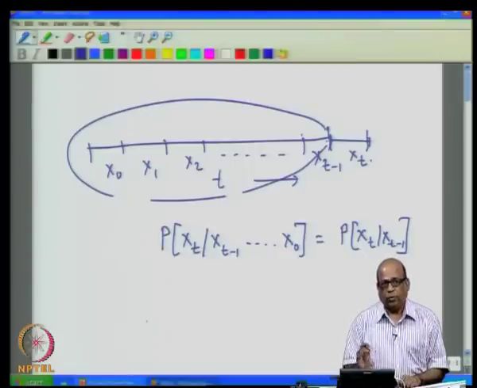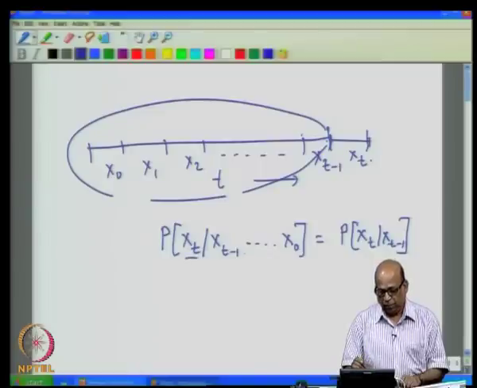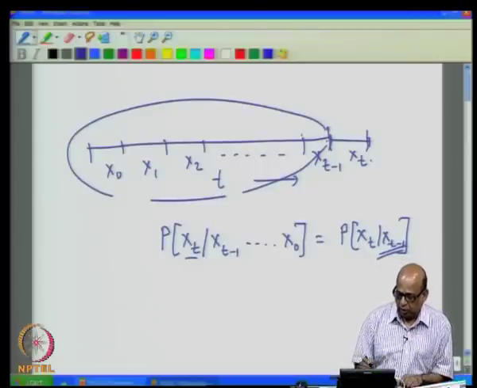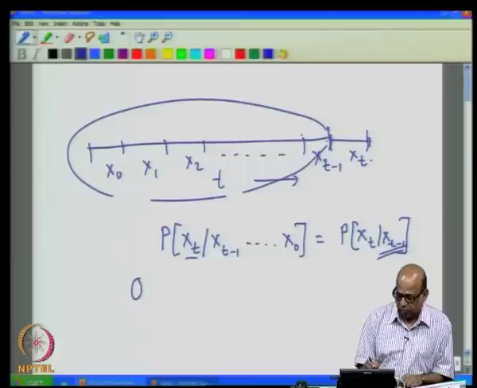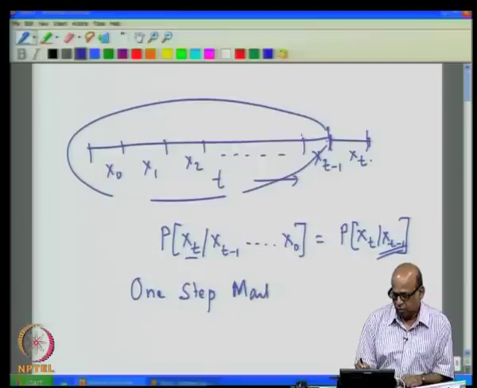Now, because the probability of x t depends only on the previous time period, such a chain is called a one step Markov chain, or a single step Markov chain.